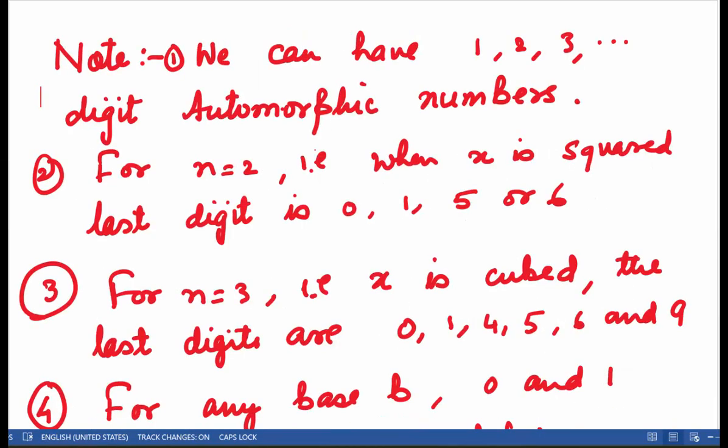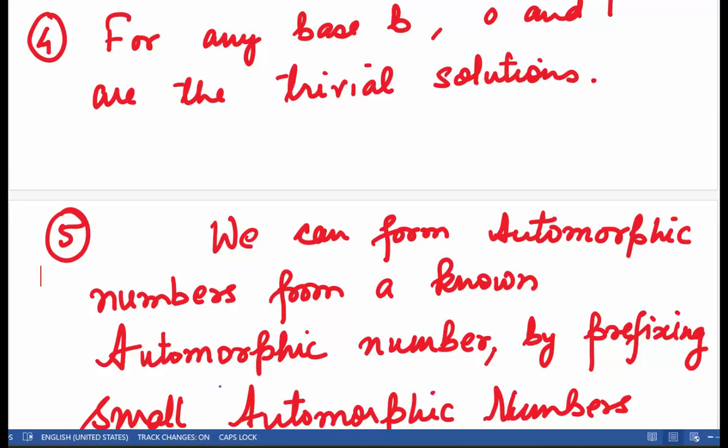Few things to note. We can have 1, 2, 3, ... digit automorphic numbers. For n equal to 2, that is when we are squaring the number x, the last digit is always 0, 1, 5 or 6. When we are cubing, that is n is 3, in that case the last digits are always 0, 1, 4, 5, 6 or 9. For any base b, 0 and 1 are the trivial solutions.